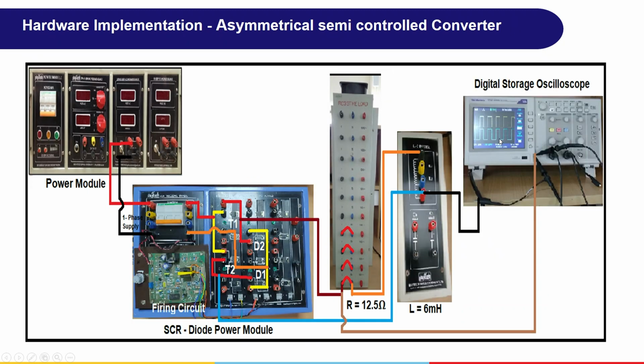Hardware implementation of the asymmetrical semi-controlled converter. For this also a power module is required: SCR diode power module, firing circuit, T1, T2 thyristors, D1, D2 diodes, resistive load with resistance value 12.5 ohm, and inductance L equal to 6 millihenries. Now to see the waveforms, a digital storage oscilloscope is required.